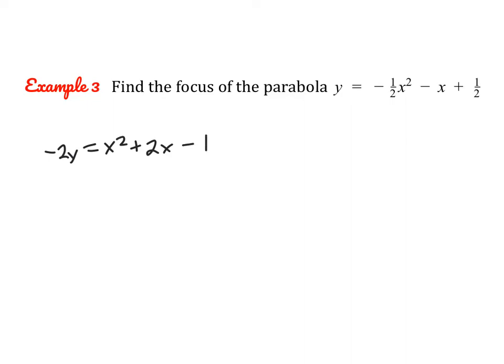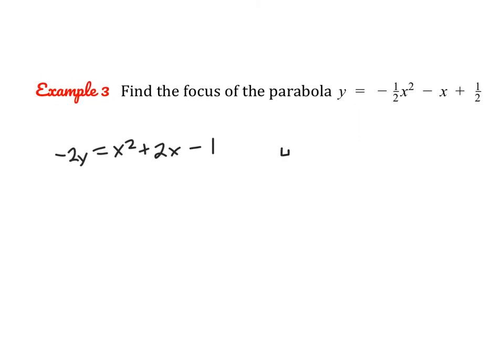And now, since we are going to want to create something that looks like this, so we want 4p times y minus k equals x minus h squared. In order for us to create this binomial squared, we are going to need to complete the square. So the process of completing the square, first we are going to want to isolate these two terms. So I'm going to add one to the other side.